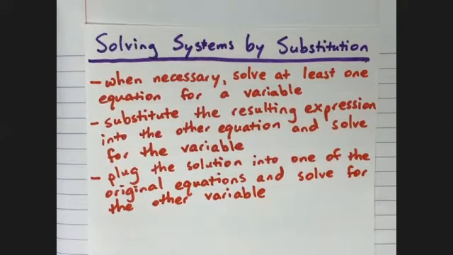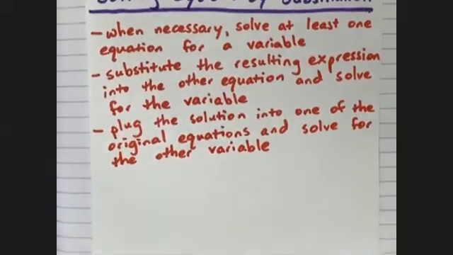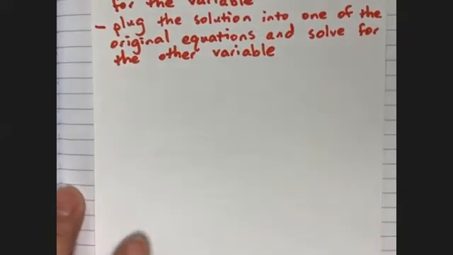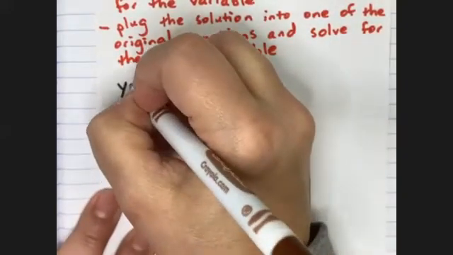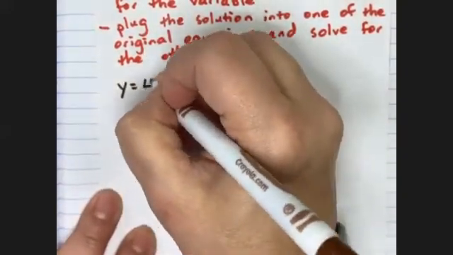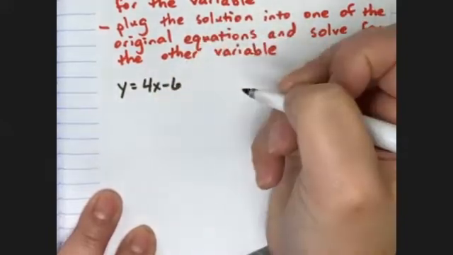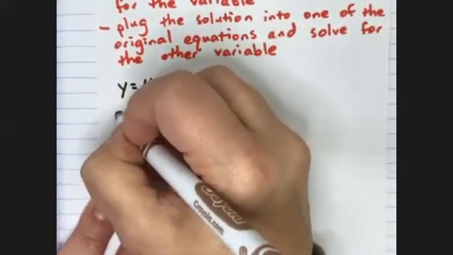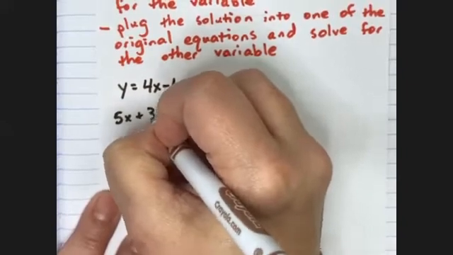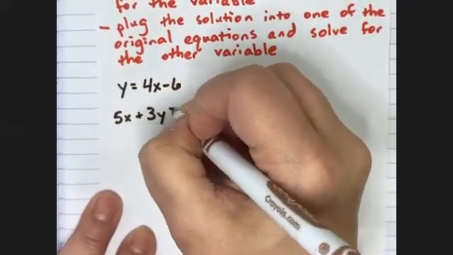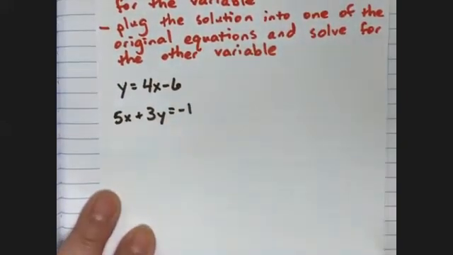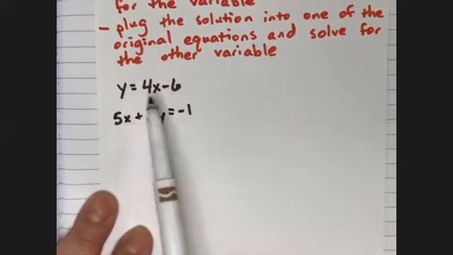And these unfortunately do take a bit of showing your work. But just bear with me and do it. Okay, so let's say I have this: y equals 4x minus 6. That's 1. And then I have 5x plus 3y equals -1. Now, I don't need to do step 1, which is solve for a variable, because this one's already in y equals.